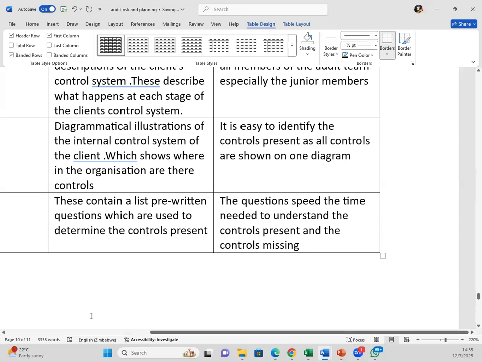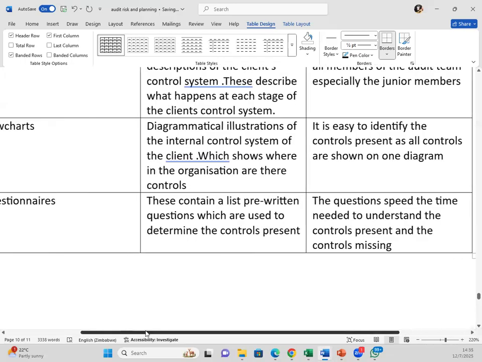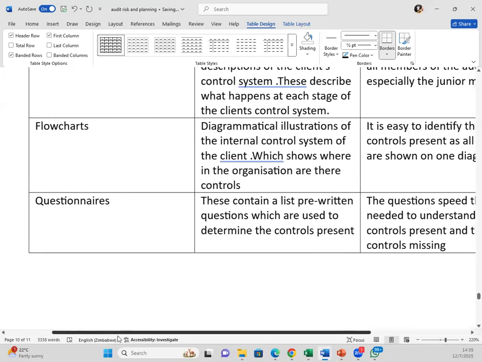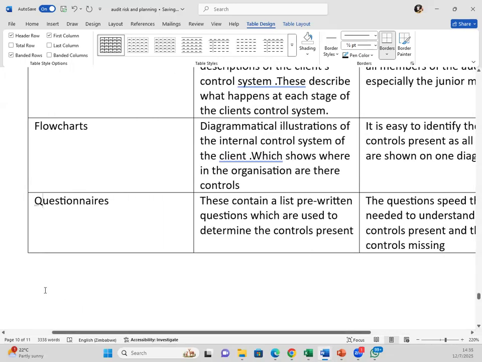So that's the case with the questionnaires. Now let's move on.